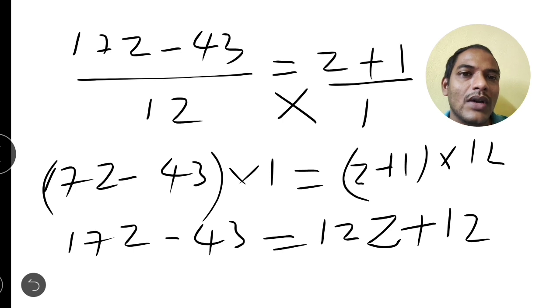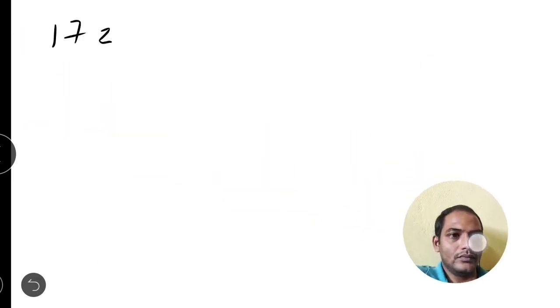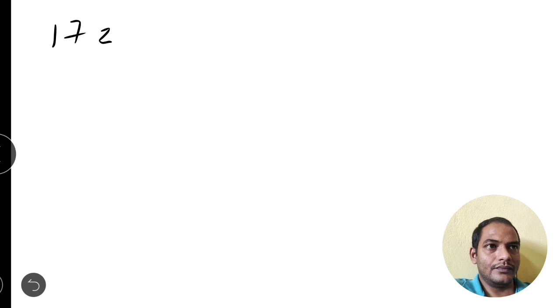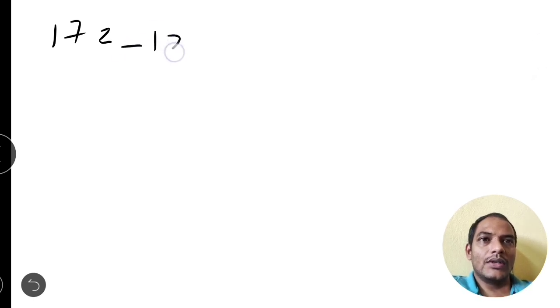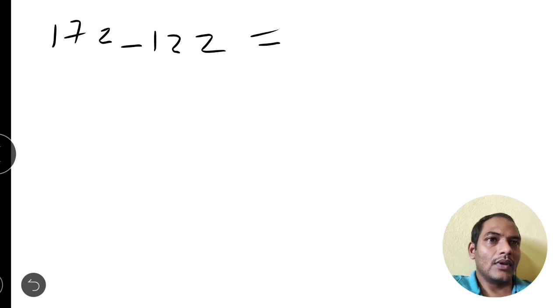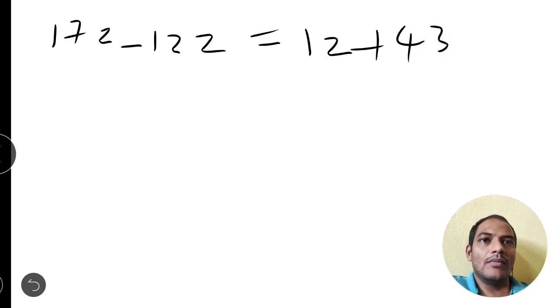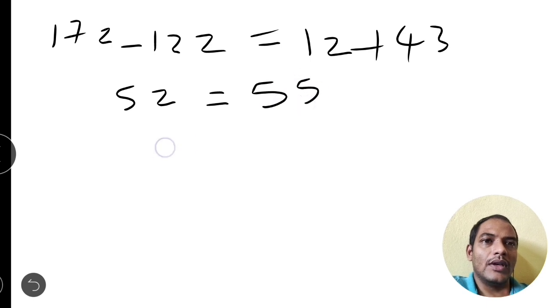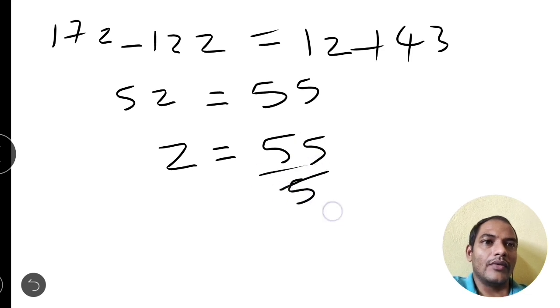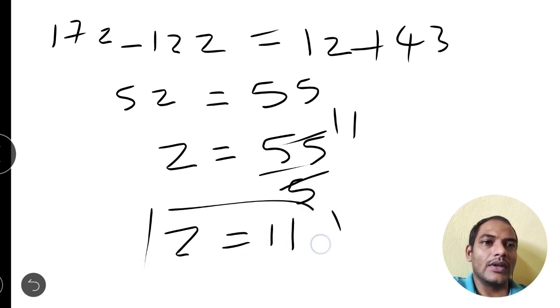Now write variables on one side. 17z minus 12z equals 12 plus 43. 17z minus 12z is 5z. It equals 12 plus 43, which is 55. Then z equals 55 divided by 5. 5 ones are 5, 5 11s are 55, so z equals 11. So the required answer is 11.